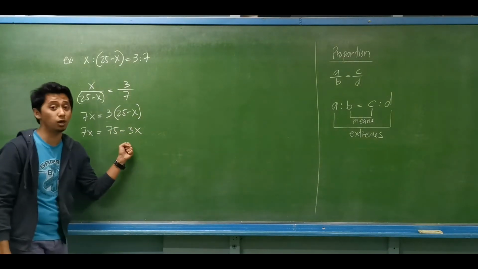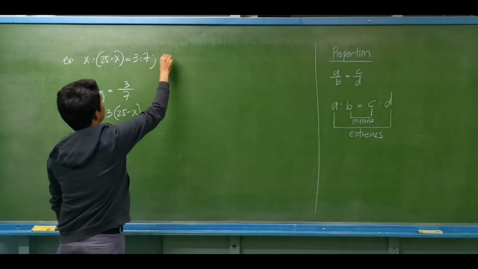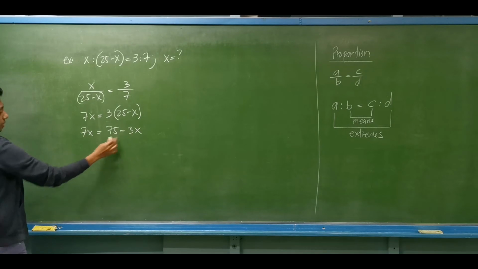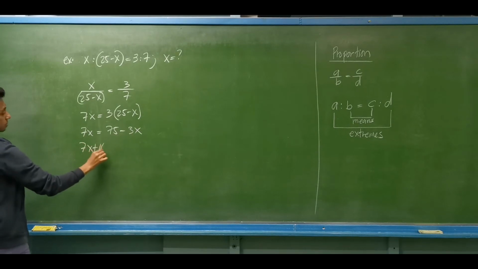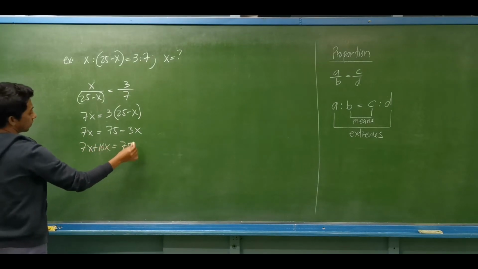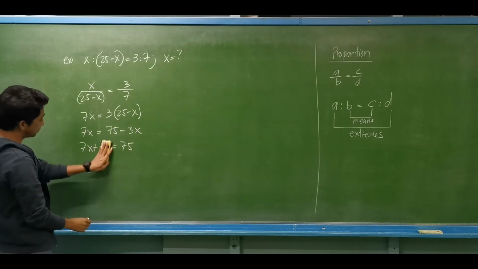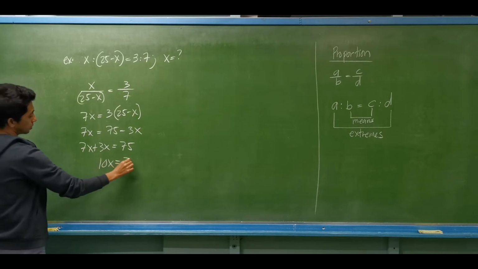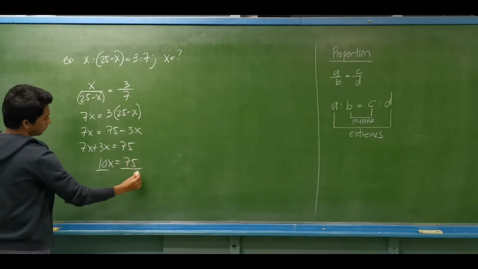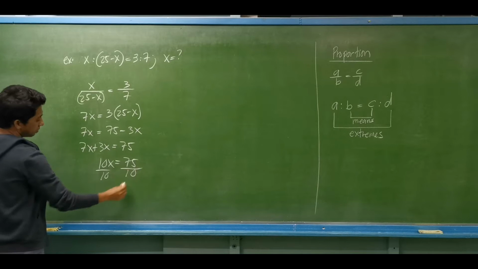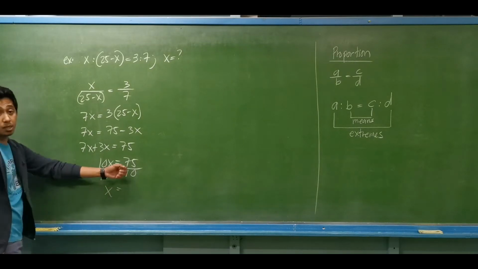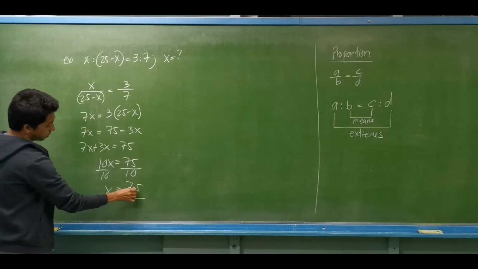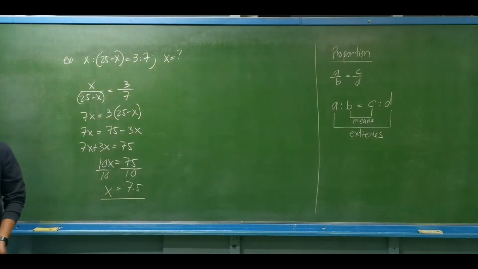For example, we are looking for the value of x. So we have now 7x plus 3x equal to 75. So we have that as 10x is equal to 75. So dividing both sides by 10, we have the value of x as 75 over 10, which is 7.5. So this is our example for a proportion.